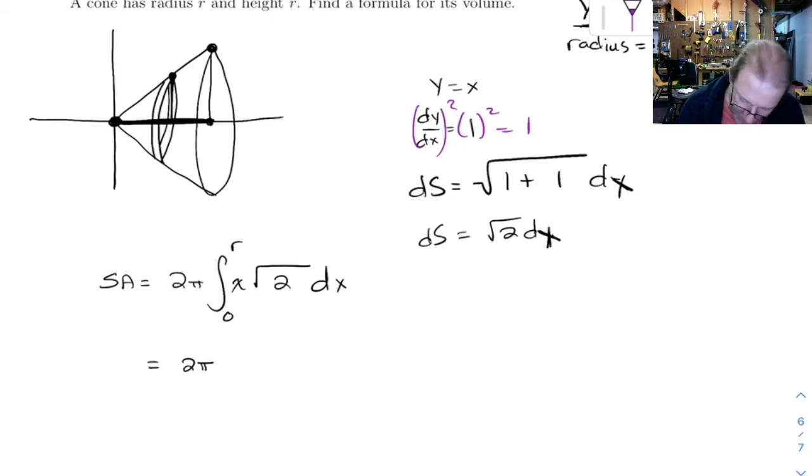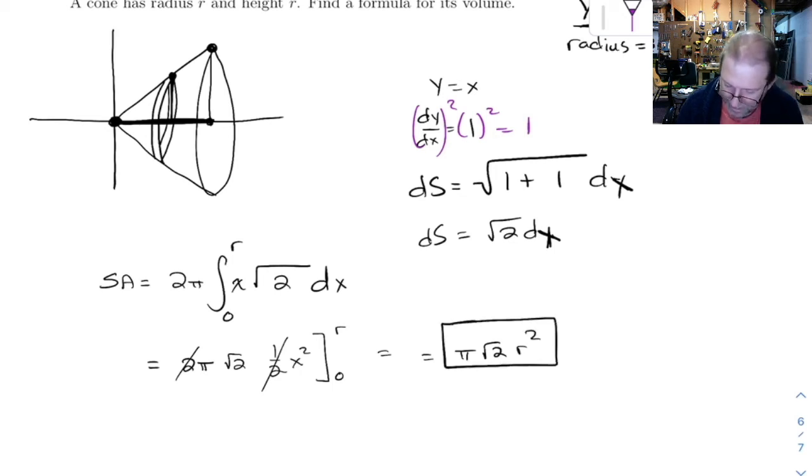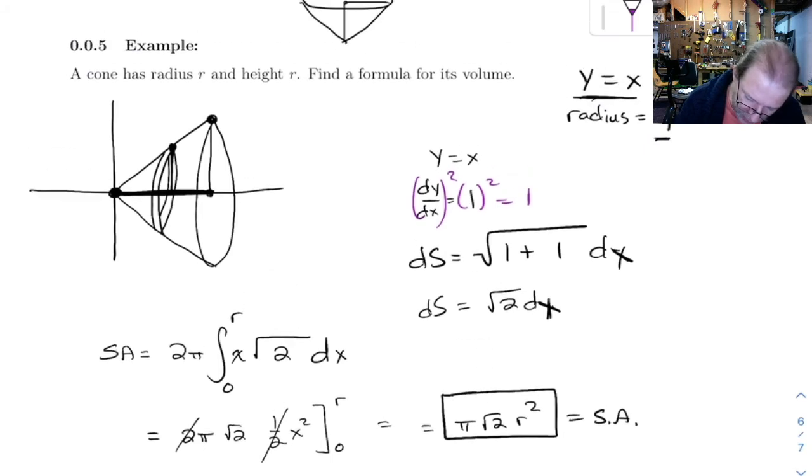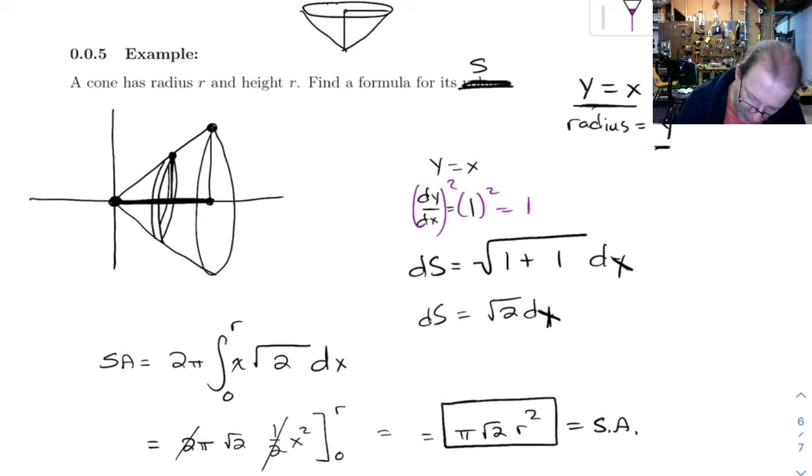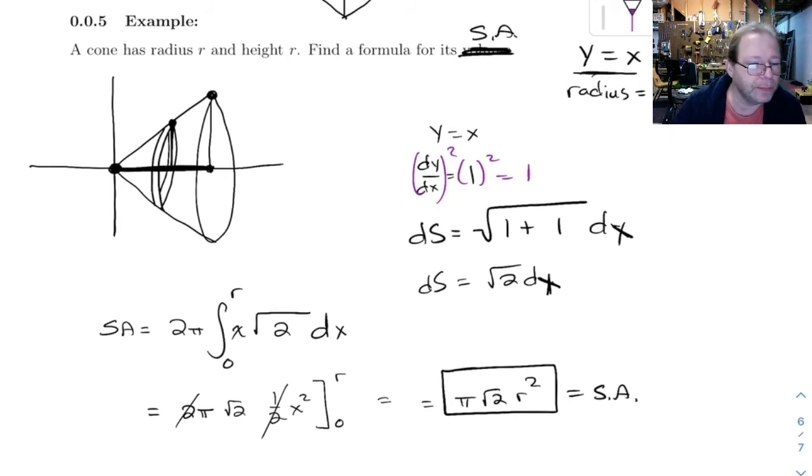So I get 2 pi square root of 2. And when I integrate the x, I get 1/2 x squared from 0 to r. So let's see, the 2 and the half cancel. So you're left with pi times root 2 times r squared. Now, it would be nice to be able to check this, but I don't know the formula for the surface area of a cone. Up here, this said volume, it's supposed to say surface area. So let's Google it.